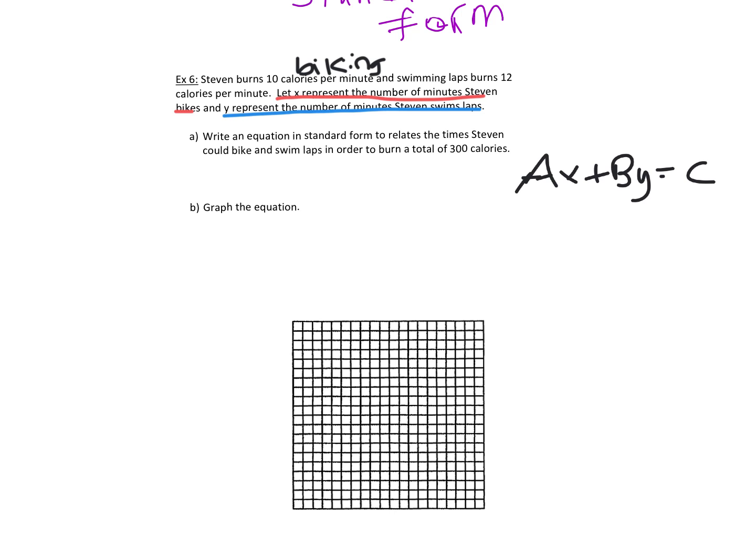Write an equation in standard form that relates the times that Stephen could bike and swim laps in order to burn a total of 300 calories. So we have a total of 300. We looked at these equations the other day. We know that he's going to burn 10 calories per minute biking, but we don't know how many minutes he's going to bike. That's x. And then 12 calories per minute swimming times y minutes swimming. There's your equation in standard form.